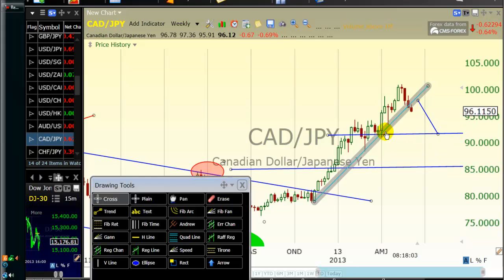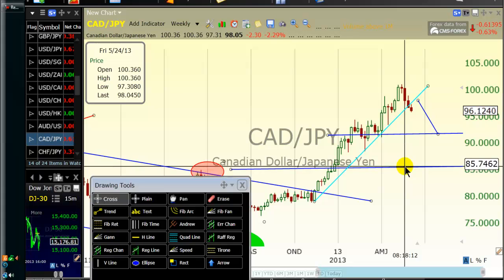If the price fails to find support at 9.200 and the 9.200 becomes a resistance level, the next target is here in the zone, I'll call it 8.600.